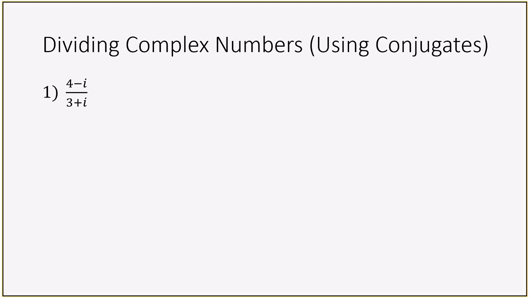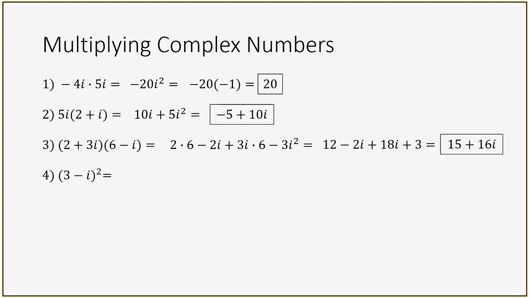When we have something like a binomial squared, what students often do is take that square and put it on the 3, put it on the i, and then square each term individually. That's not correct.